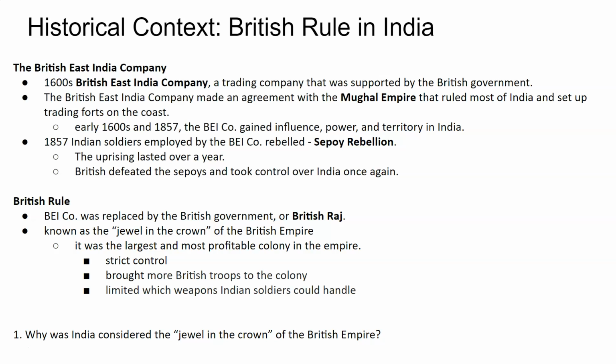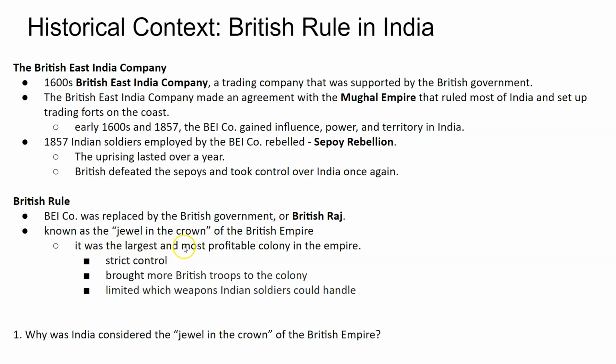In the early 1600s and by 1857, the British East India Company gained influence, power, and territory in India. Fast forward now, in 1857, the Sepoy Rebellion happens. The British defeated the Sepoys and took over India. And this led to complete rule by the Great British government. So the British East India Company was replaced by the government, or the British Raj, and India became known as the jewel in the crown.